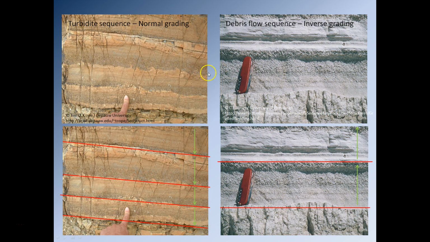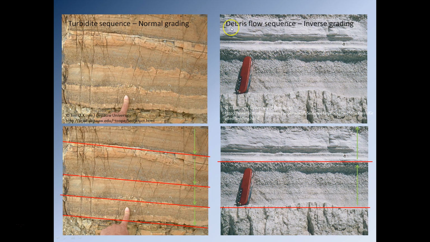So then you have another layer of sand, and in that layer the clast sizes steadily get smaller and smaller as you go up. So that's normal graded bedding. The clast size is increasing as you go down through the layer: largest clasts at the bottom, smallest clasts at the top.